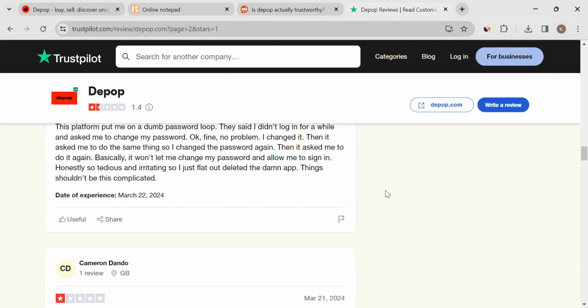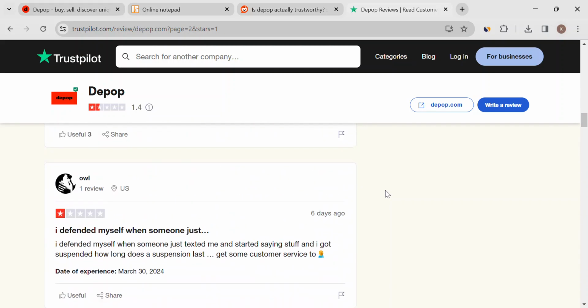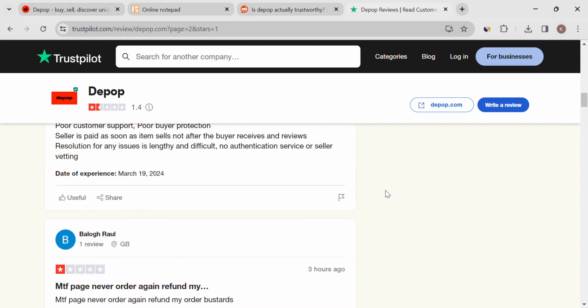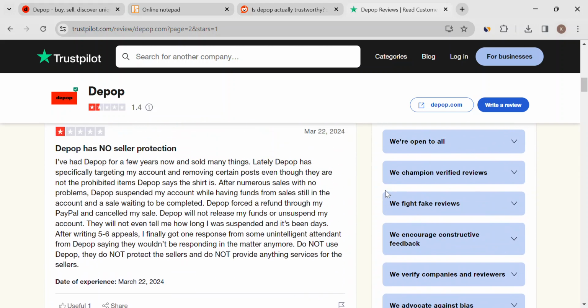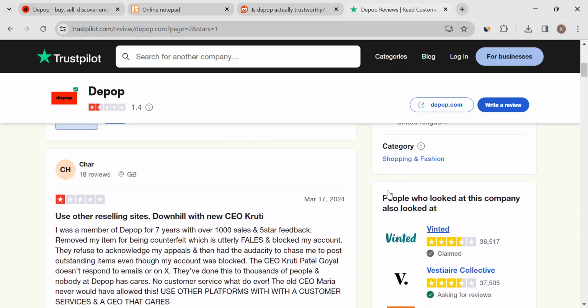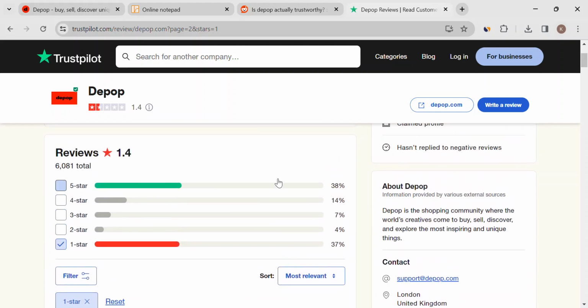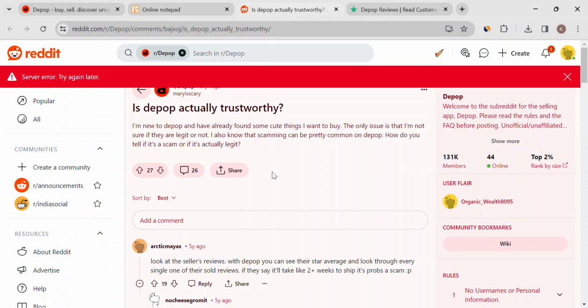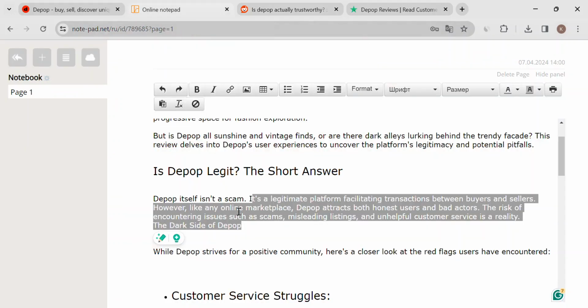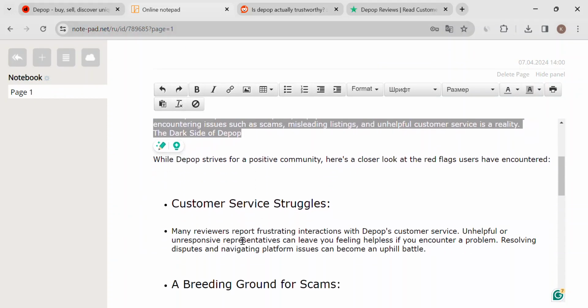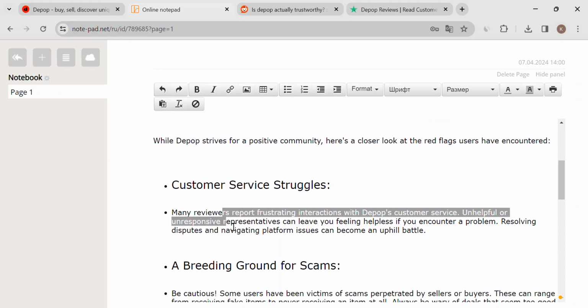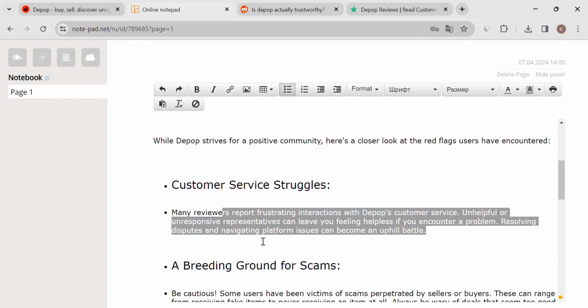All right, let's get real. Depop itself isn't a scam. It's a platform where people buy and sell. But, like any online marketplace, there can be some shady characters lurking around. Imagine buying something awesome, then having an issue, and Depop's customer service is, well, not so helpful. Frustrating, right? Some users complain it's like pulling teeth to get problems solved.